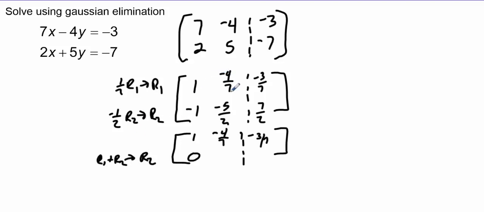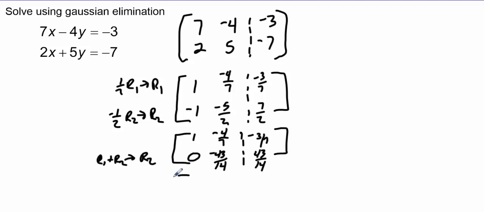And then we're going to add negative 4/7 and negative 5 halves, which is negative 43 over 14. You can do that on a calculator or do it manually if you'd like. And then I add negative 3/7 and 7 halves, and I get 43 over 14. How nice is that?